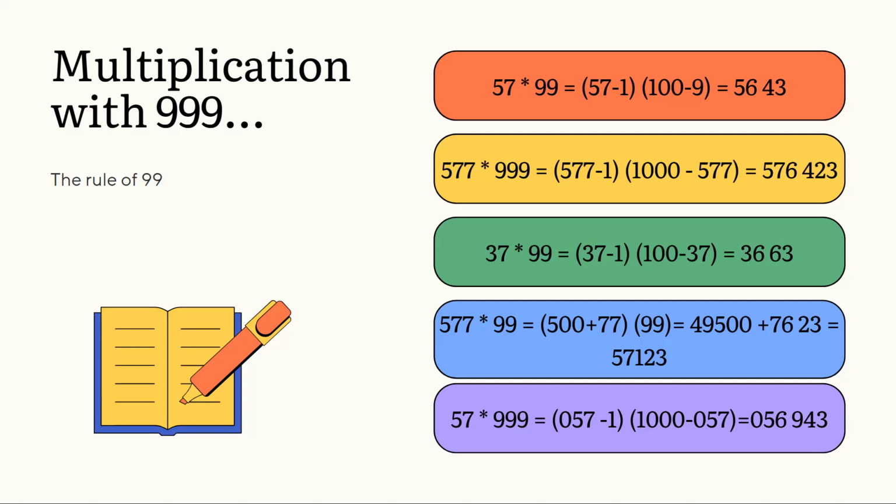So in that case, the best way is to split it into two different numbers. So 577 can be written as 500 plus 77. You can very easily do the calculation of 5 into 99, which is 49500, and this 77 into 99 will follow the similar logic. So 77 minus 1 is 76, and 100 minus 77 is 23. So 49500 plus 7623. Now you will add that to get 57123.